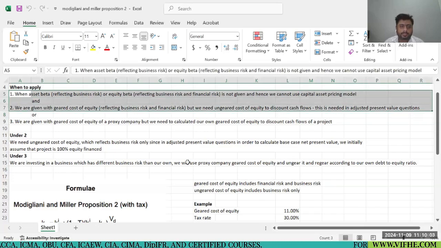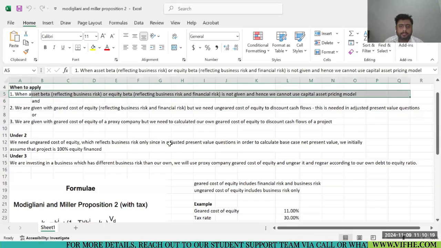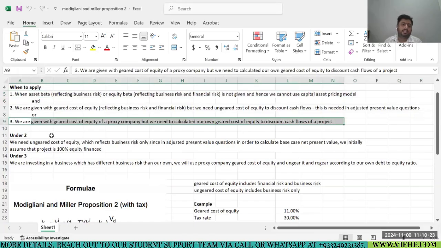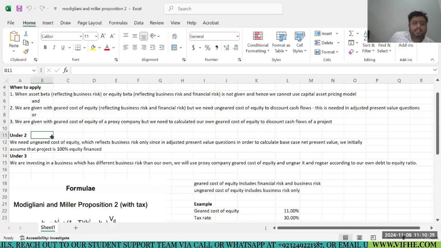and condition two. When condition one and condition number two are present, you are going to apply the M&M proposition. Or condition number one and condition number three are present. And what is condition number three? We are given the geared cost of equity of a proxy company, but we need to calculate our own geared cost of equity to discount the cash flows of a project.